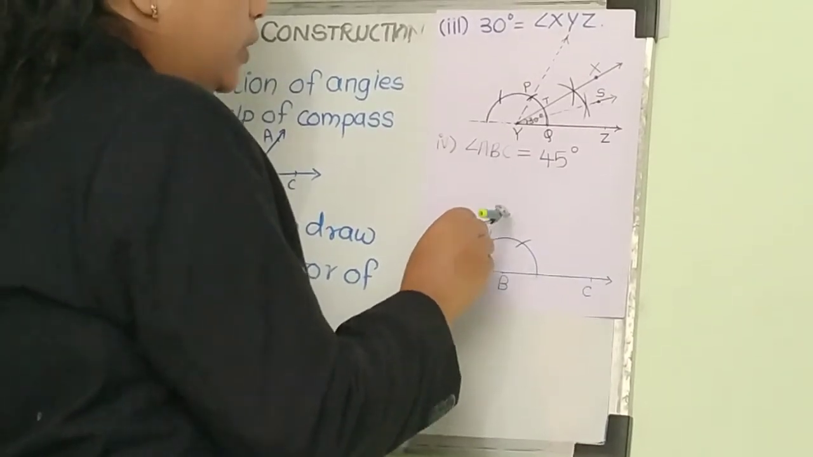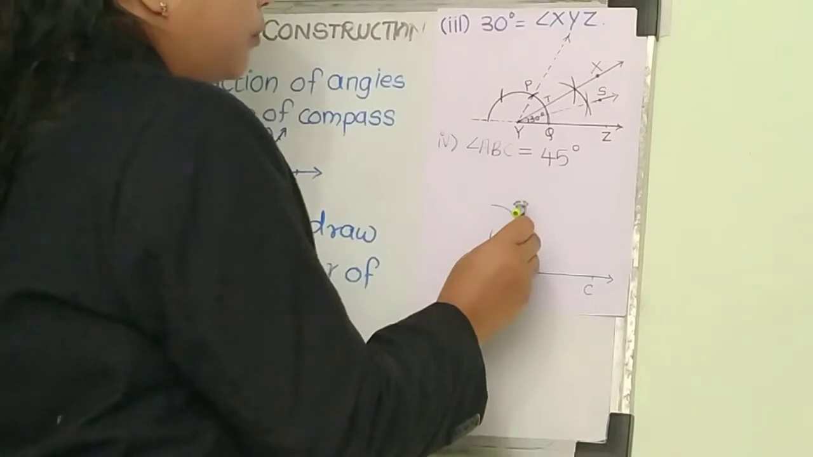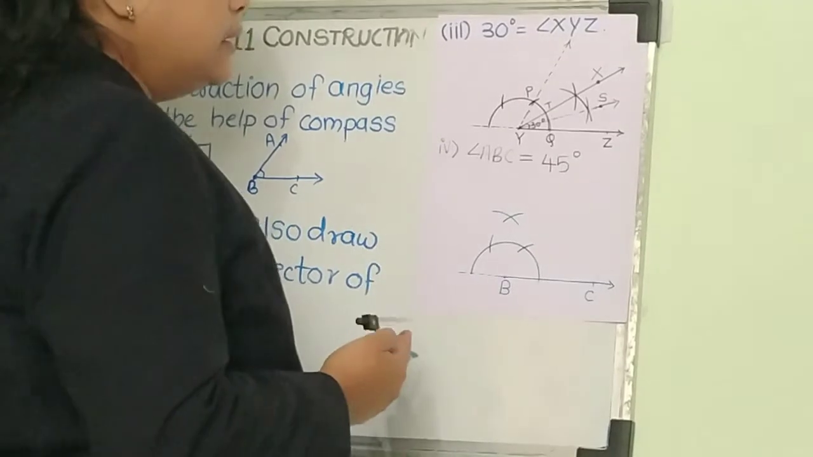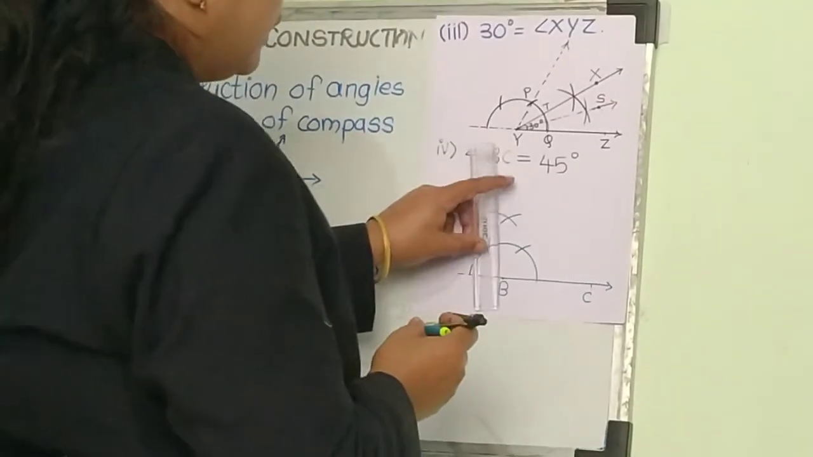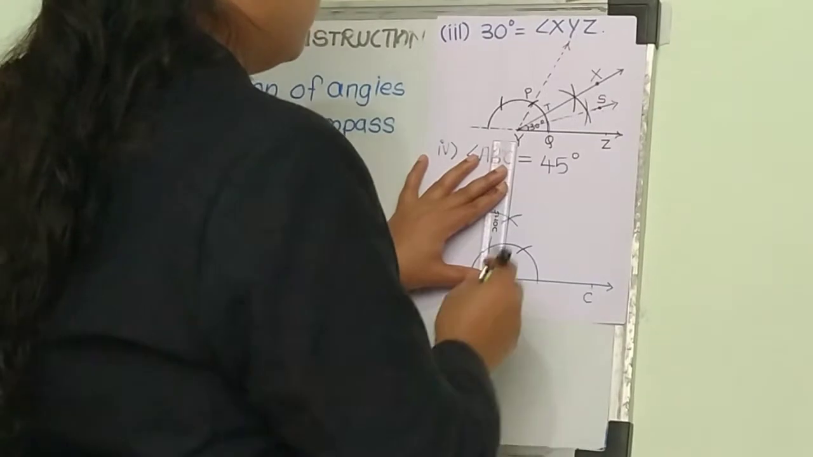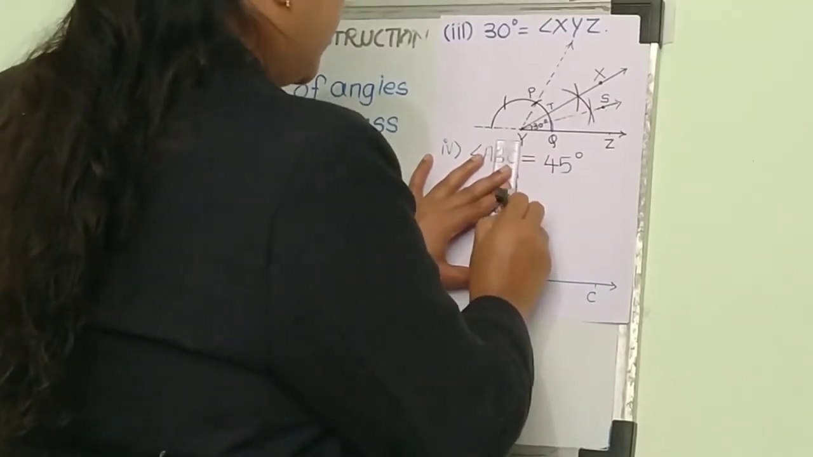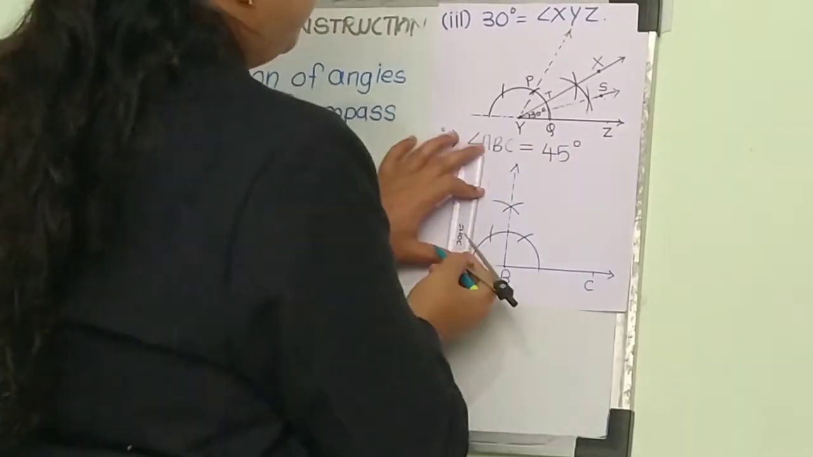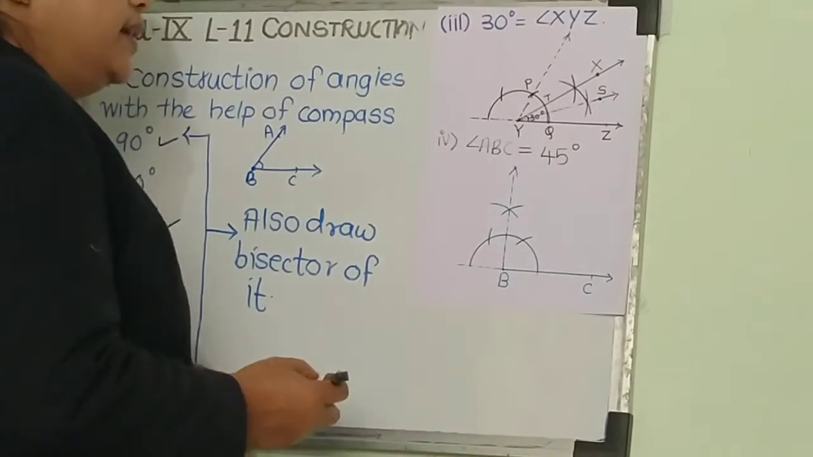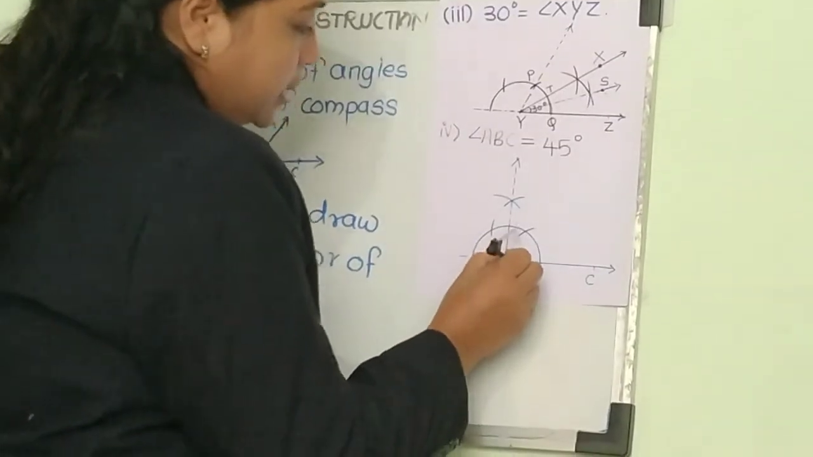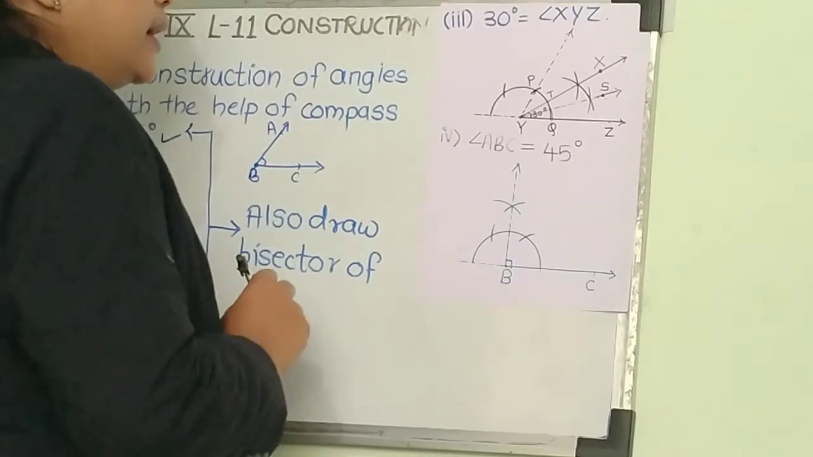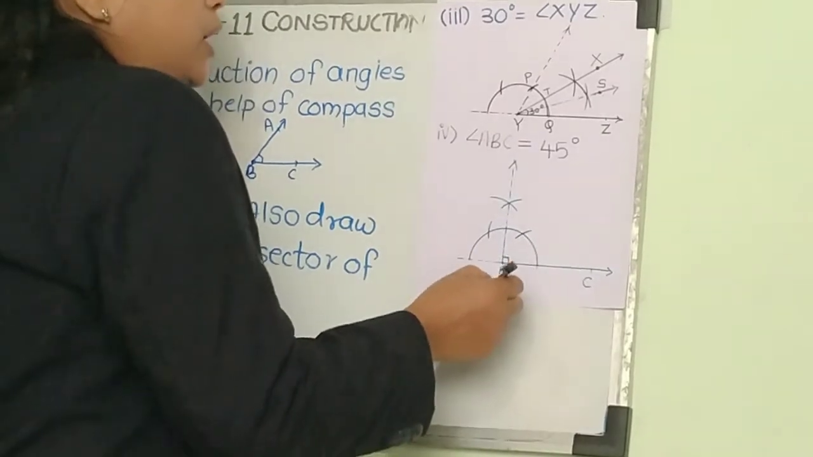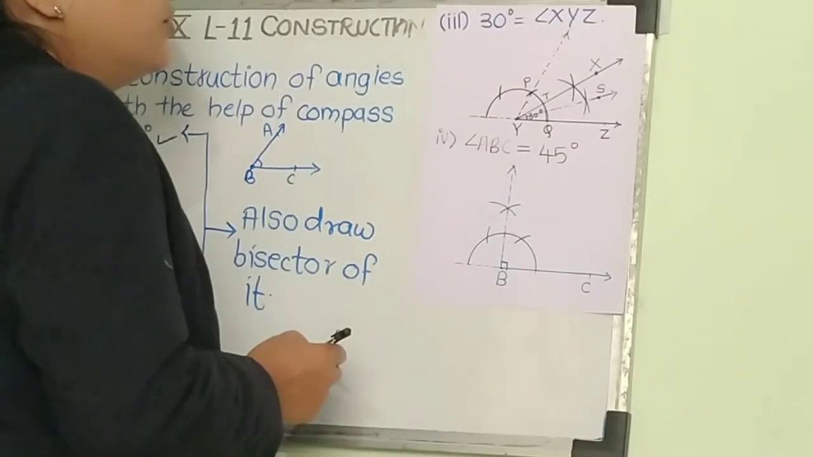Now from this 120 degree arc and 60 degree arc we have to draw two arcs intersecting with each other, and where they intersect, through that we are going to draw one ray, and we get 90 degree. It is of 90 degree we get. Now see here, we draw the 90 degree angle. If we draw the bisector of 90 degree, we get the required angle, that is 45 degree.